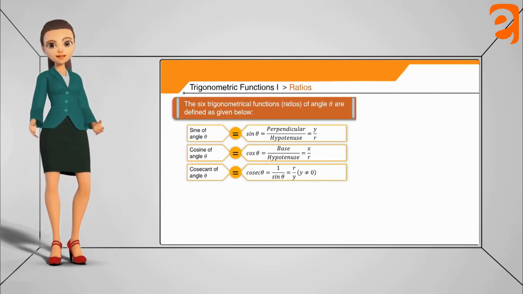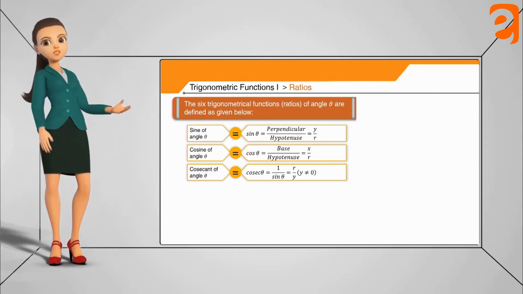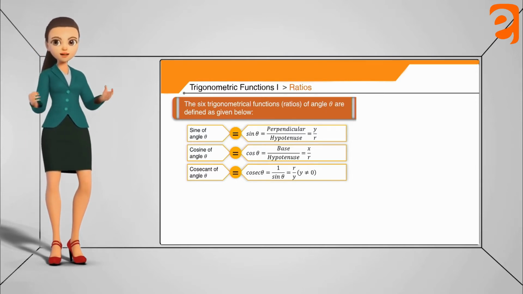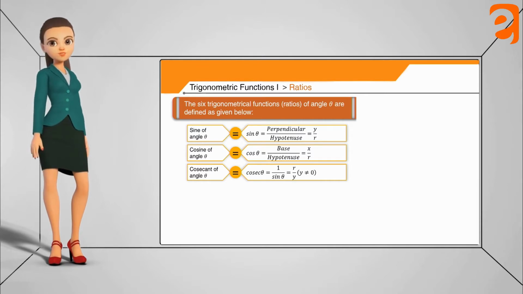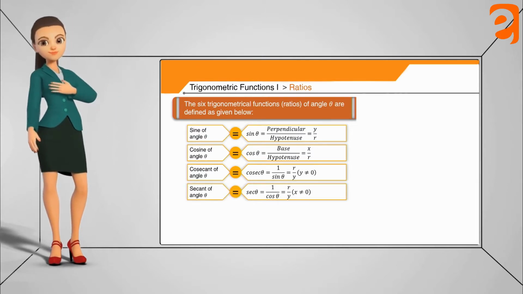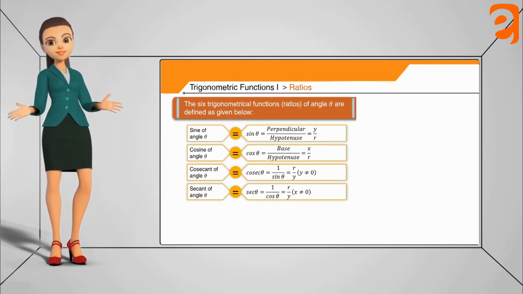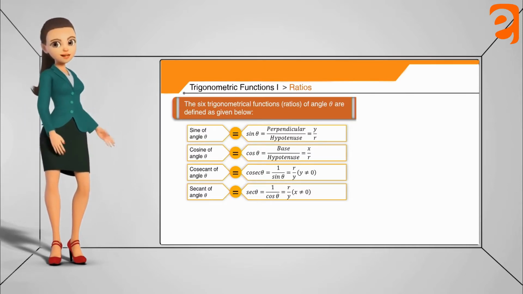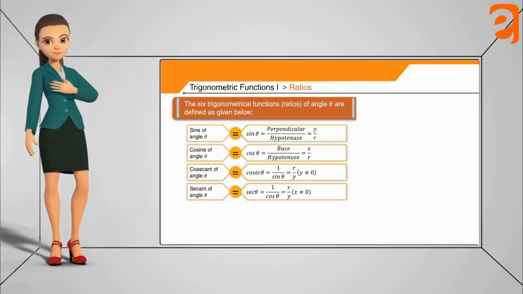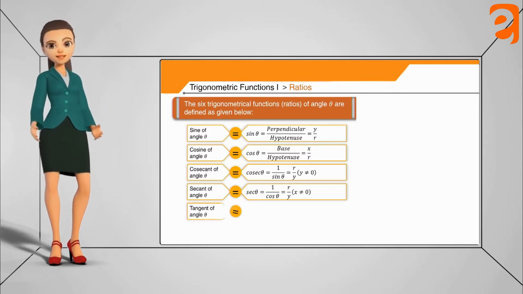Now, cosecant theta. Cosecant theta is equal to 1 by sine theta. So, what is 1 by sine theta? From the definition, you can say that it is hypotenuse divided by perpendicular. So, this is R by y. Similarly, secant theta is 1 divided by cos theta. Since cos theta is base by hypotenuse, 1 divided by cos theta is equal to hypotenuse divided by base. So, in this case, secant theta is equal to R by Y.